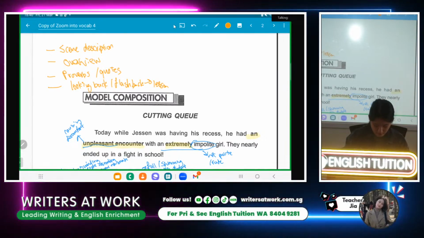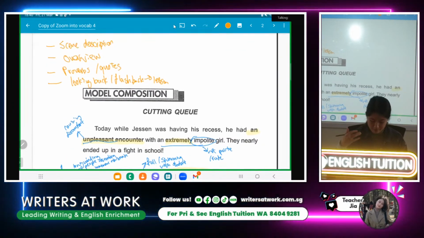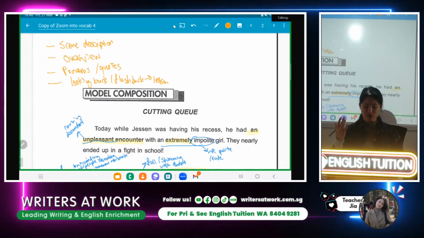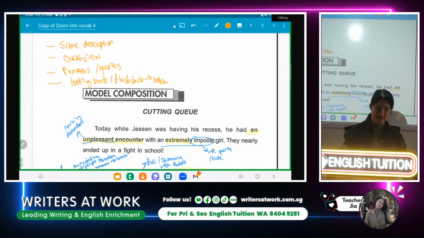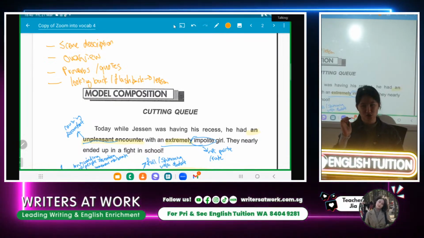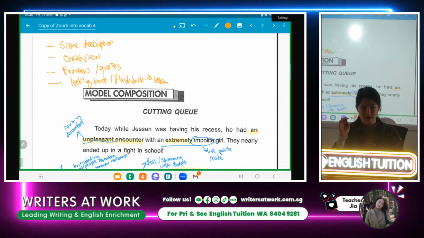What else? Then we have quotes. I think quotes are a lot more prominent in Chinese compositions. I don't really see students using them in English compositions, but you can definitely do that.